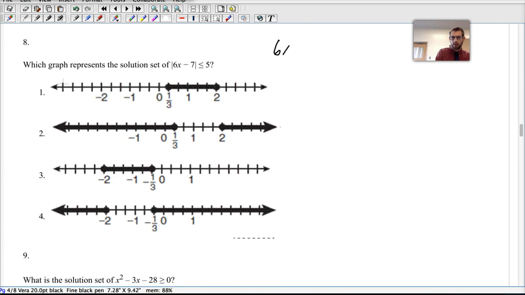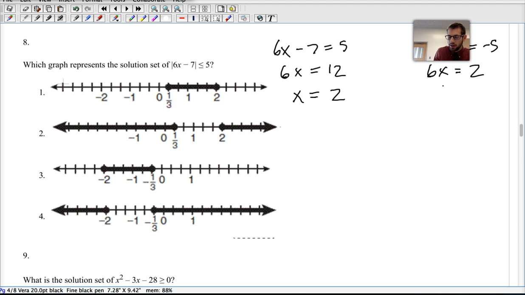So 6x minus 7 equals 5. 6x minus 7 equals negative 5. 6x equals 12. 6x equals 2. So here x is going to be equal to 12 divided by 6, or 2, and here x is going to be equal to 2/6, or 1/3. Alright, so I've got 1/3 and 2, so I can eliminate these two answers, because we see negative 2 and negative 1/3.